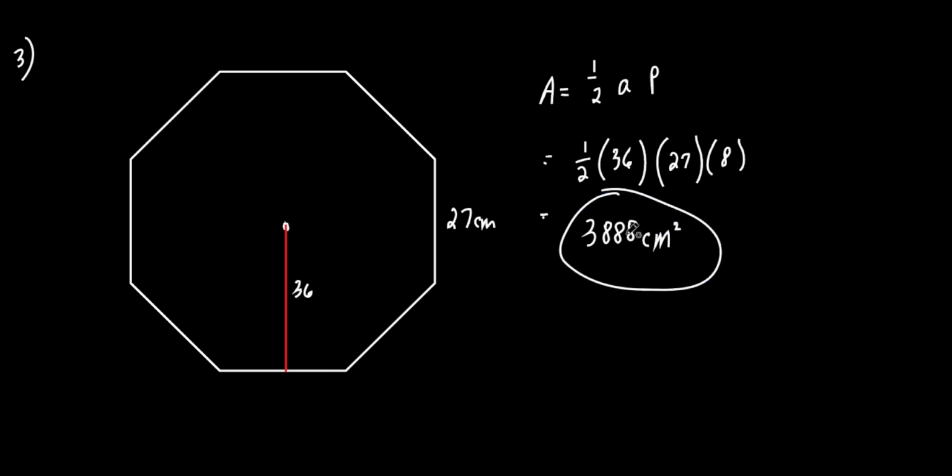How did I get from here to here? I used a calculator. I'm not going to do it for you. You can do that yourself. 1/2 or 0.5 times 36 times 27 times 8. Very, very easy to put in your calculator, and that's the answer you would get for that.